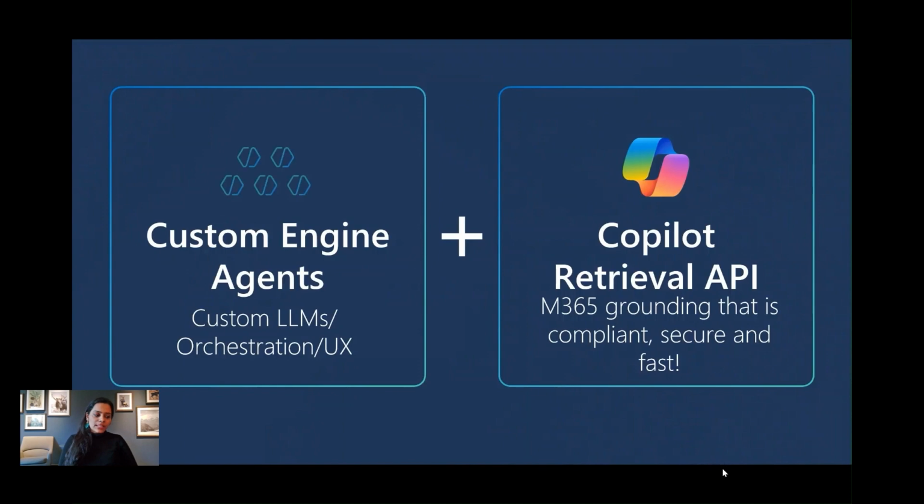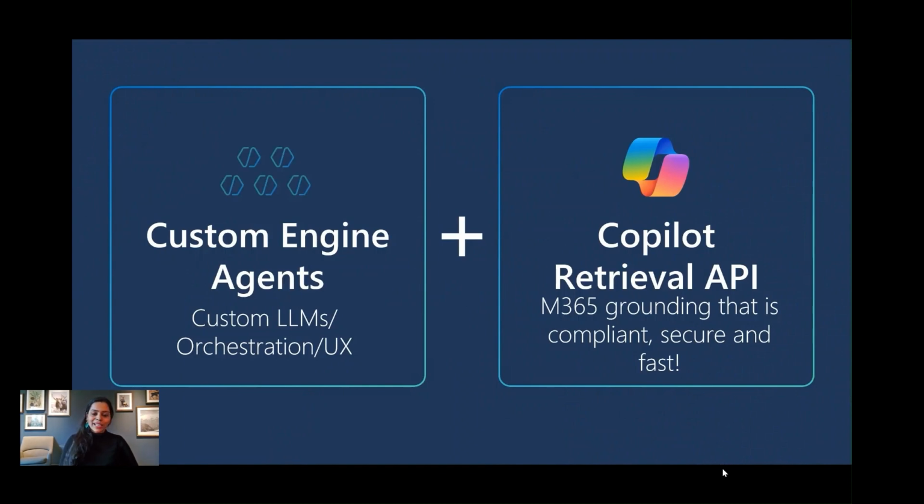What are custom engine agents? Custom engine agents are agents that can be built using custom LLMs or custom orchestration or even custom user experiences. And with the Copilot Retrieval API, we now give you the power of grounding your agents in M365 data with the same security and compliance features that Microsoft Copilot uses today.